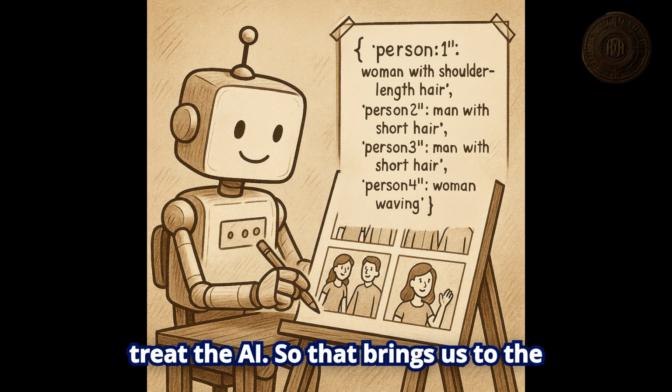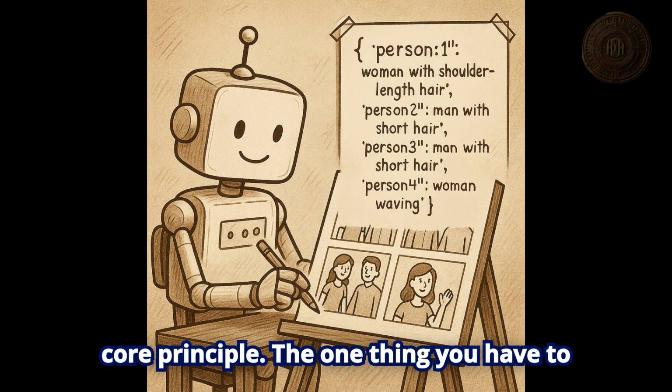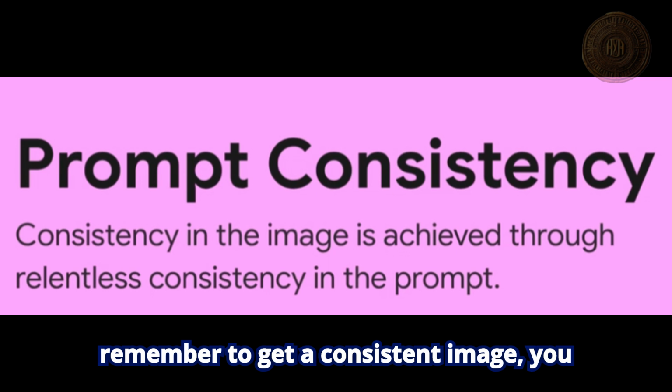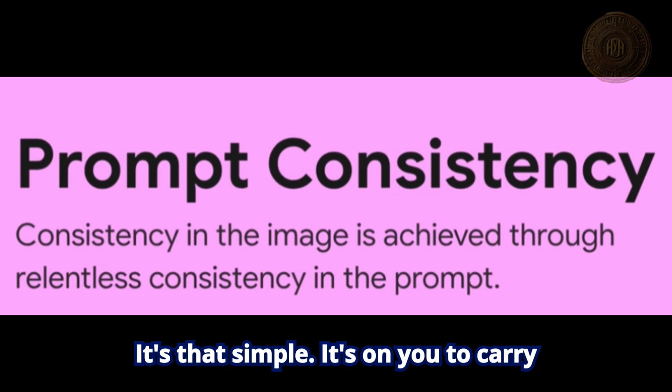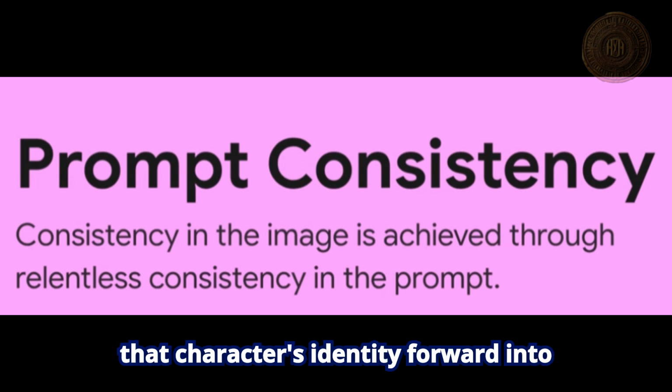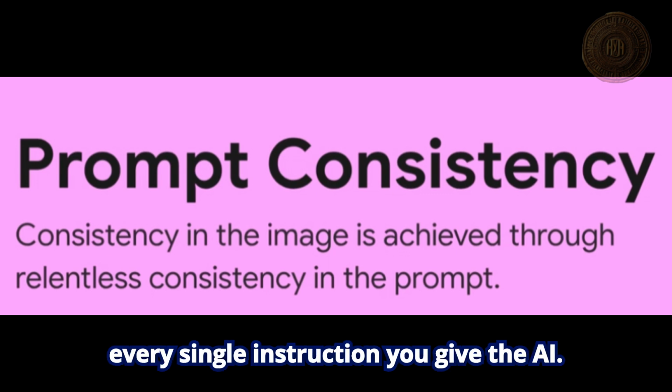So that brings us to the core principle. The one thing you have to remember, to get a consistent image, you need a relentlessly consistent prompt. It's that simple. It's on you to carry that character's identity forward into every single instruction you give the AI.